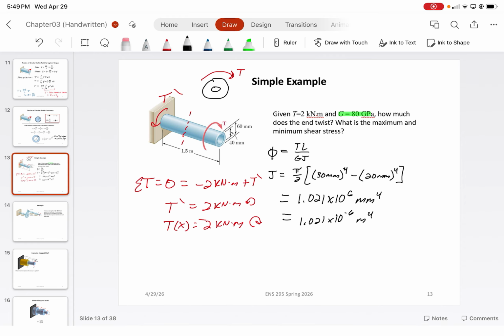All right. So now we just calculate our phi. We've got 2 kilonewton meters. I'm just going to put CW, just to indicate clockwise, because I hate the negative.